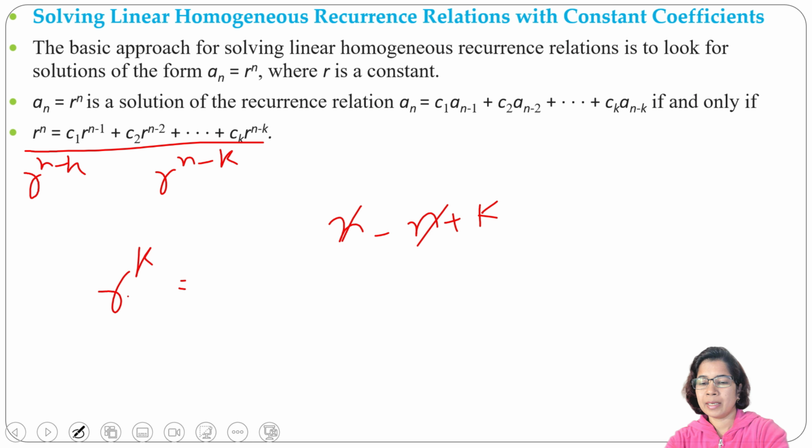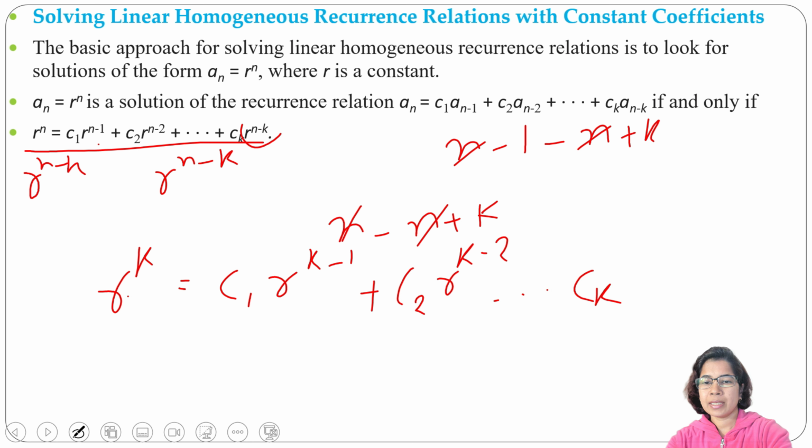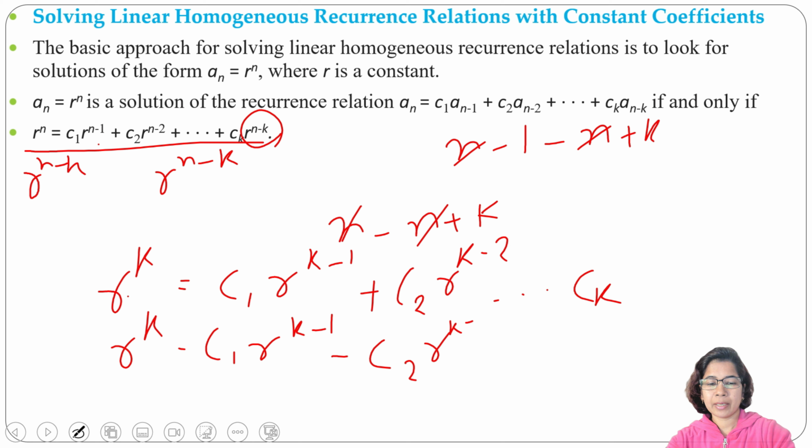r^k equals c1 r^(n-1-n+k), so n will be cancelled, giving r^(k-1), plus c2 r^(k-2), like this till ck, because r^(n-k) will divide with this. Now this thing we can take to the left side. So r^k minus c1 r^(k-1) minus c2 r^(k-2) till minus ck equals 0. And this is our characteristic equation.